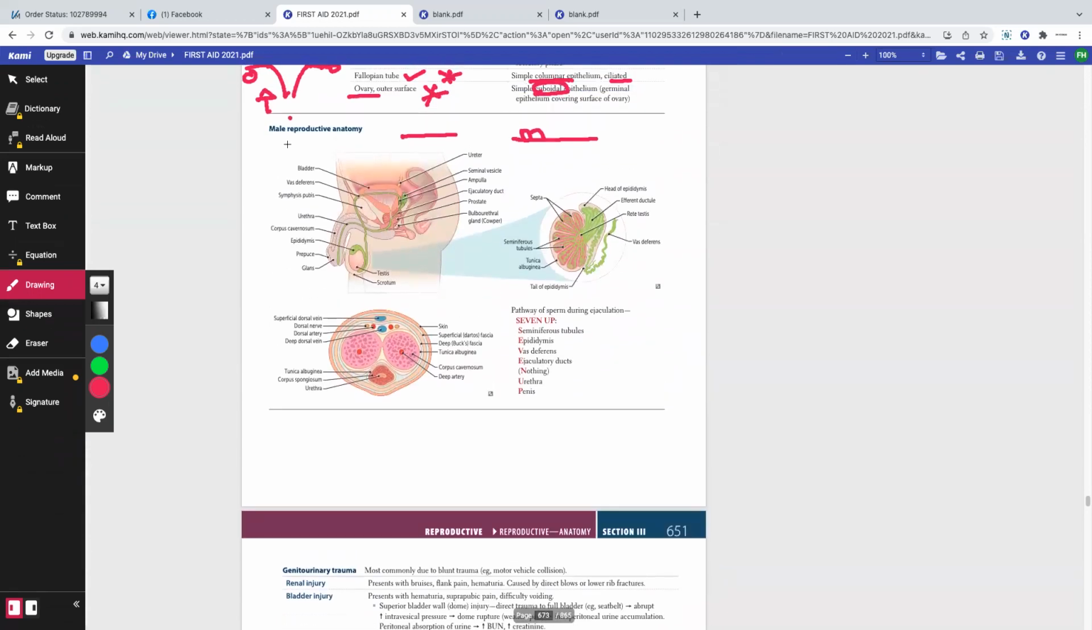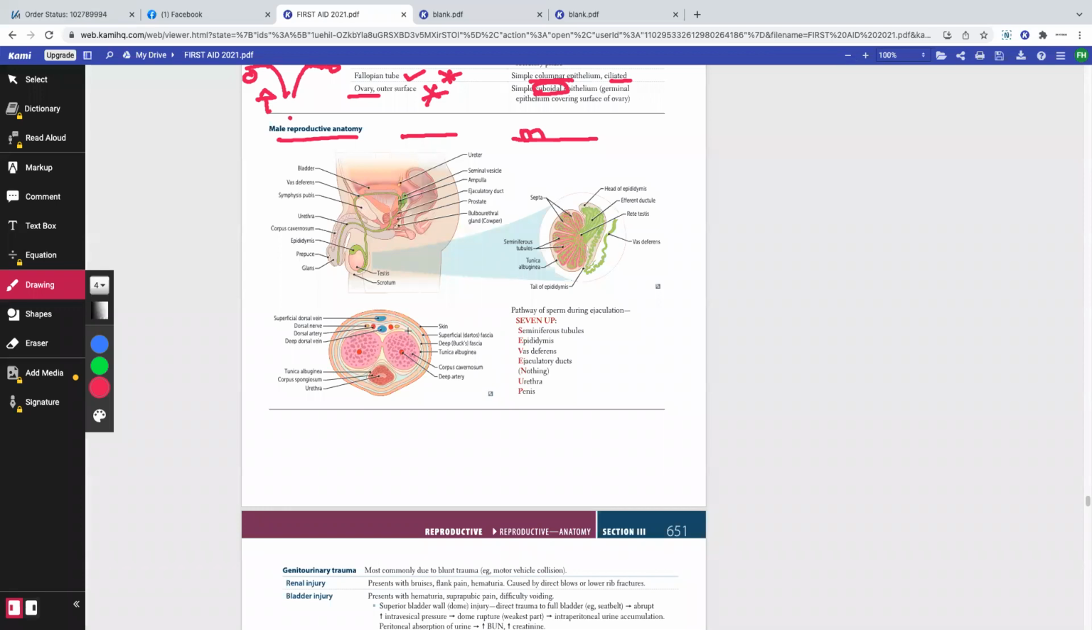Now, the next one that I want to talk about is the male reproductive system. There's nothing over here that we are not already aware of. So there's no point in explaining this diagram. We are all aware of the different structures of the male reproductive system. This is a cross section of the corpus, right? The shaft of the penis.